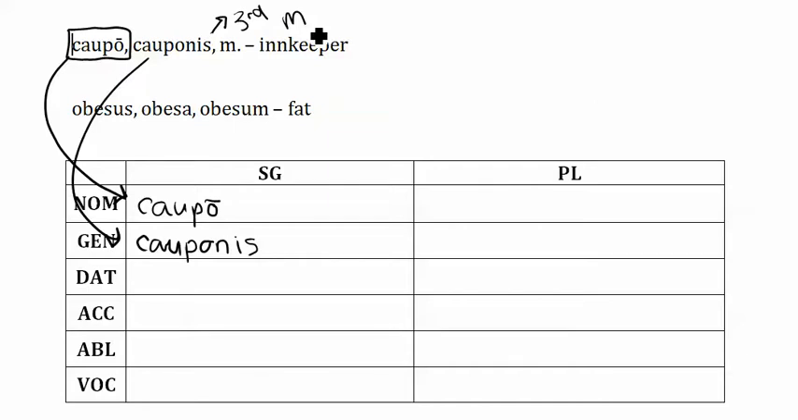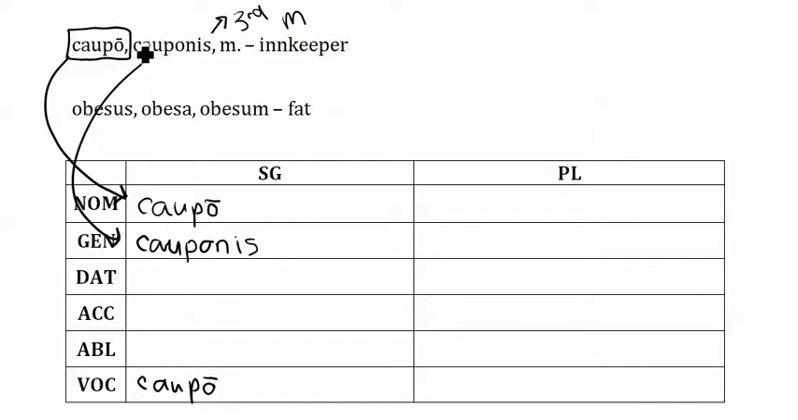Next step, I want to look and see where else do I need to copy that weird nominative singular form. And on that chart, it's only in the vocative. I'm going to put caupo down here as well. Now I can forget about caupo. I'm not going to use that more.